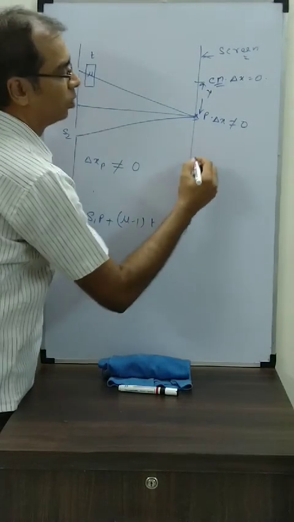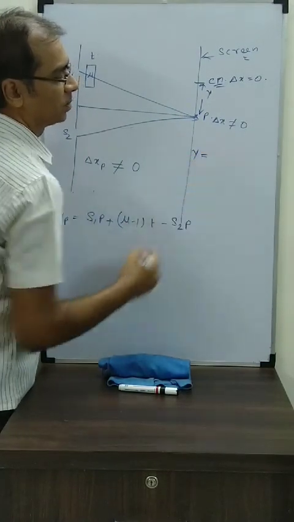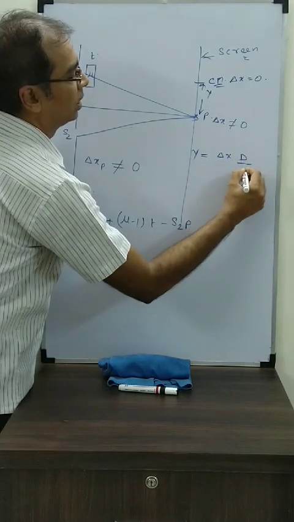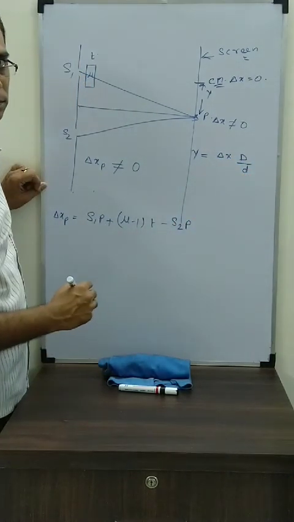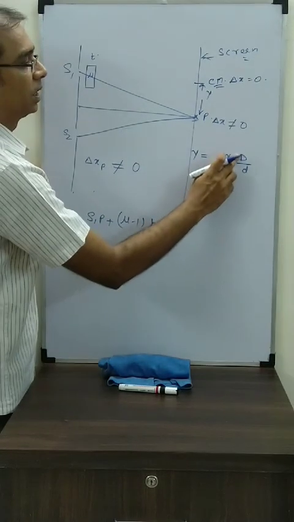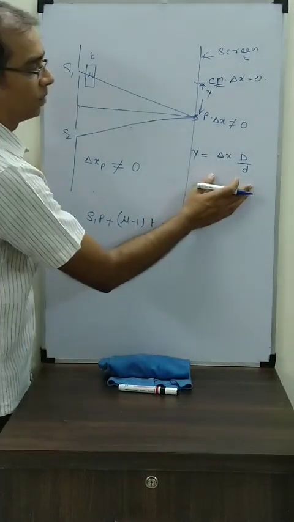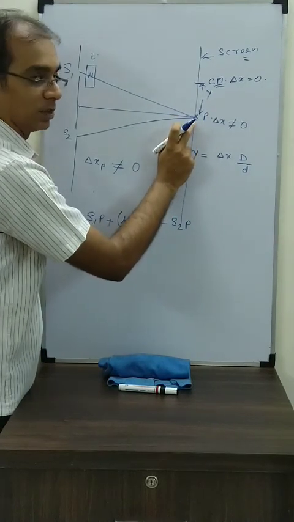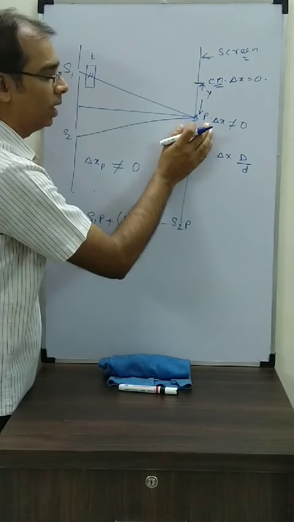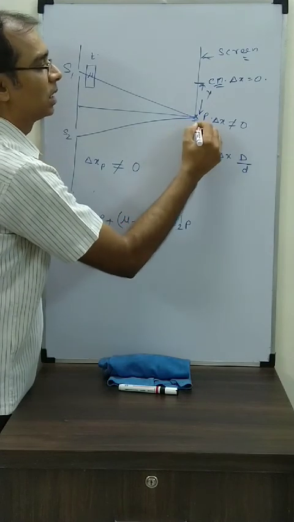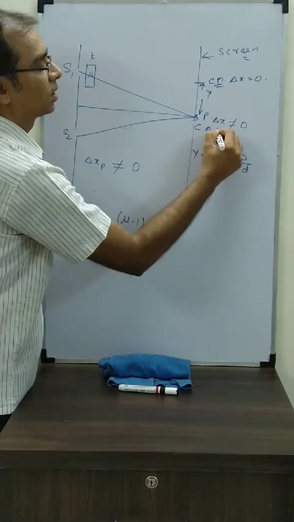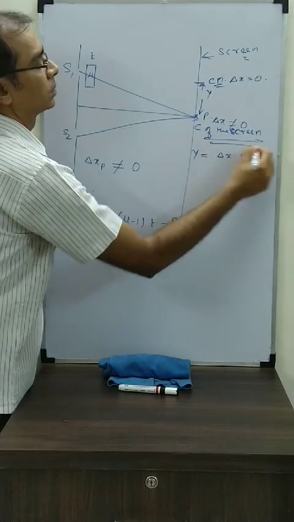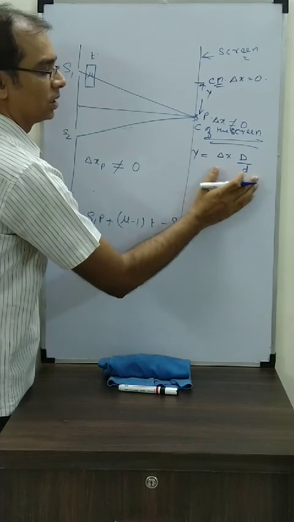Now the y value, if I go back and check the double slit experiment, what we found was delta x times capital D by small d. That was the formula for y maximum. In that one we used to say this is the central maxima position. But here central maxima is not there, but this is the center of the screen now. The center of the screen. So this is the formula.